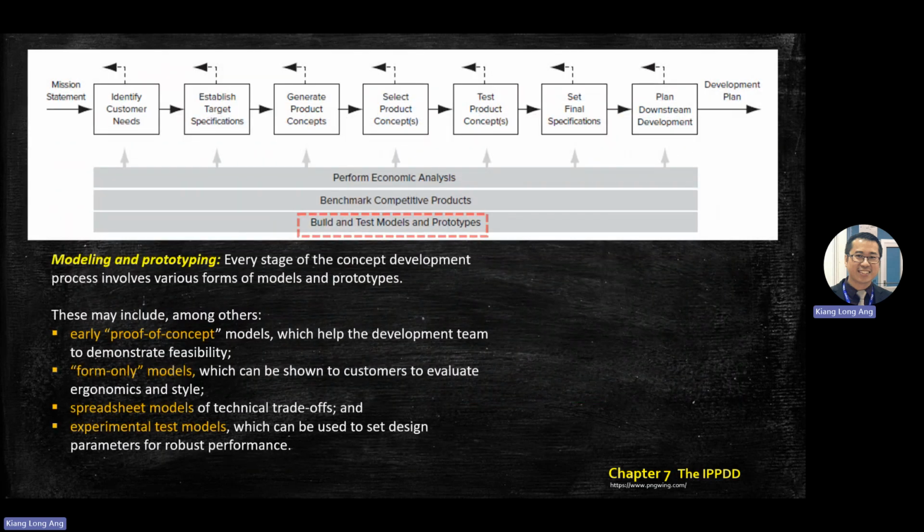Okay. Then test model prototype, this one, they have a few types of prototyping. Proof of concept, form only. Form only, normally for a car, is just to show the shape of the model. Spreadsheet model, this one is during analysis, you have all the numbers here, spreadsheet. Experiment test model, this one usually already goes into simulation.